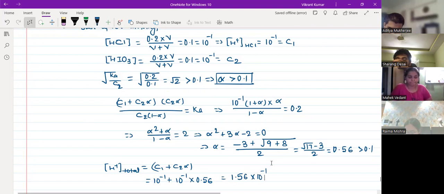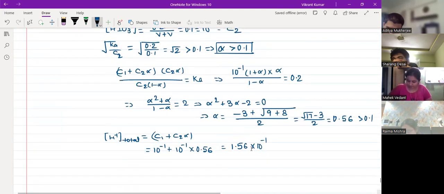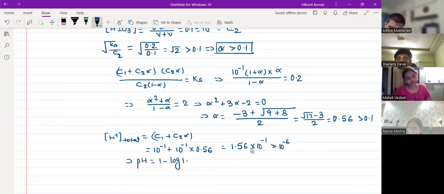और इसलिए log में भी आया. ऐसे तो हम लोग इसको मैनेज भी कर सकते हैं, but already दिया हुआ है तो we'll be taking this value, 0.19 दिया हुआ है. And this number is 10 raised to minus 6 से ज्यादा है. We'll calculate pH from here only. 1 minus log 1.56, and that is, यहाँ दिया हुआ है 0.19 है, तो this will become 0.81. That will be the answer.